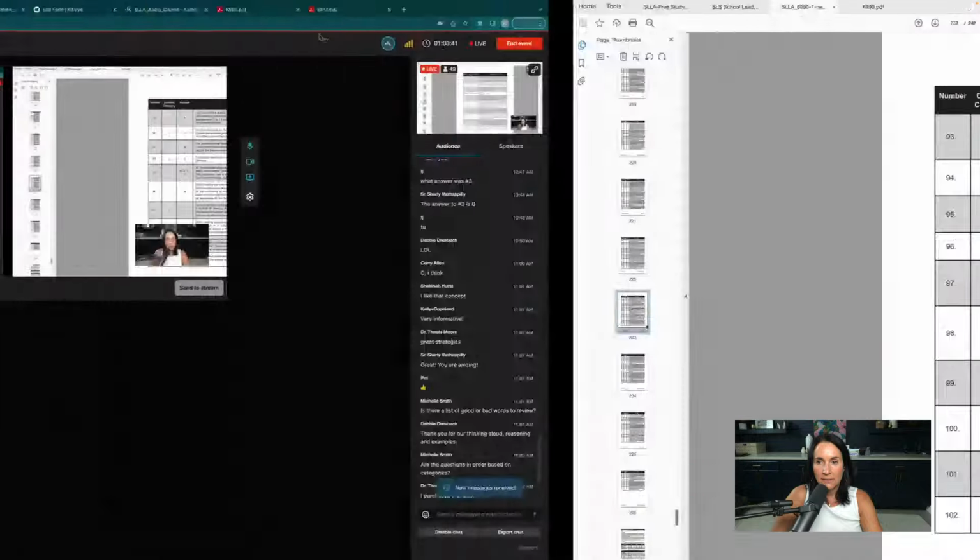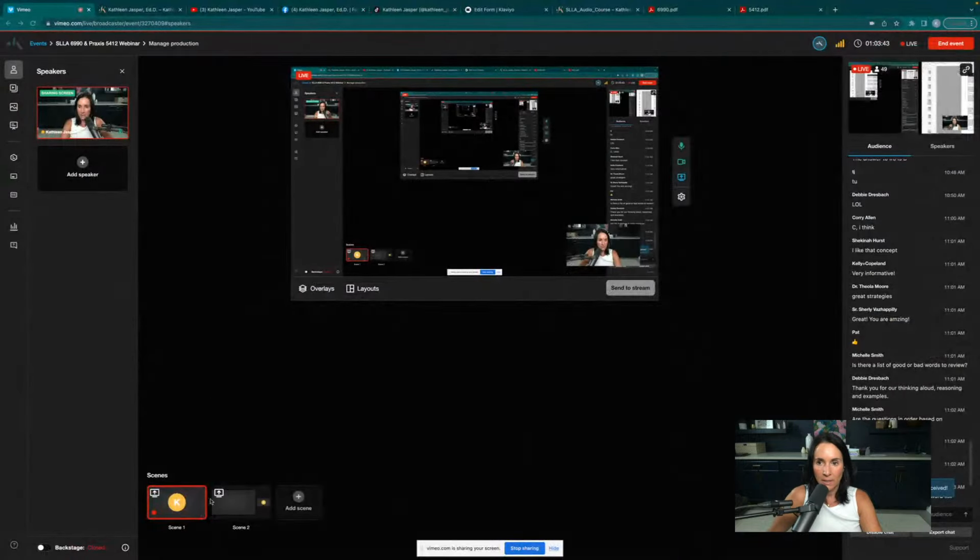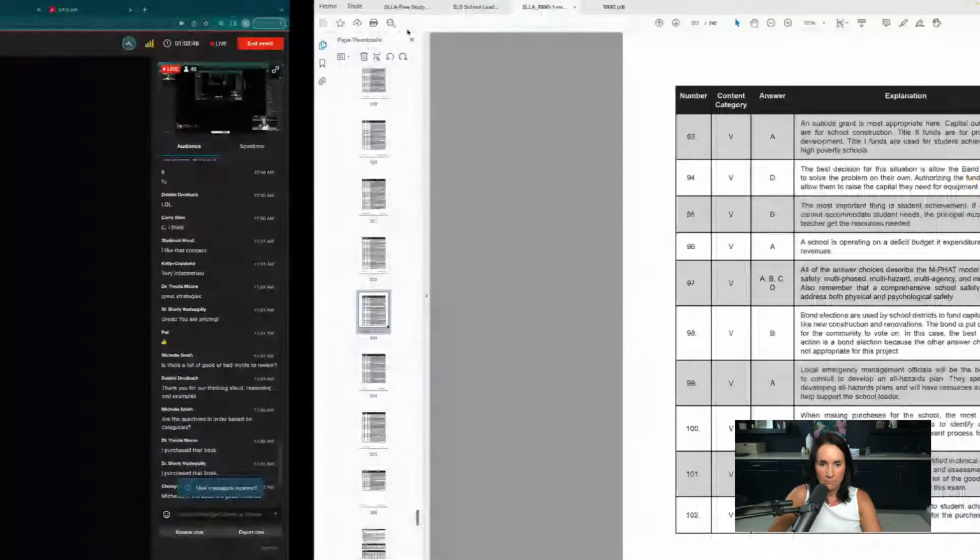So in my study guide, let me go back, stop sharing. In the study guide, they're all categorized. So I make sure that you know exactly where they come from because that's part of the power for knowing what you're doing. So absolutely, they are categorized. And they're categorized in my online course.